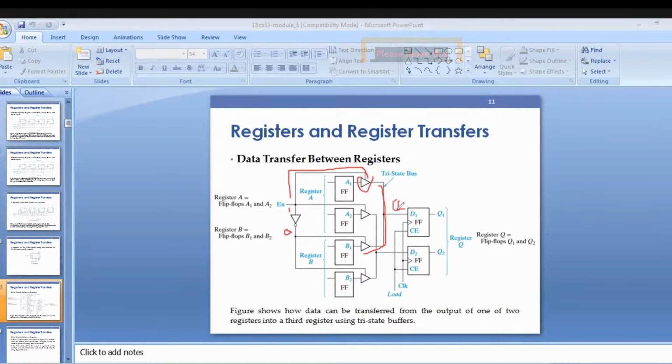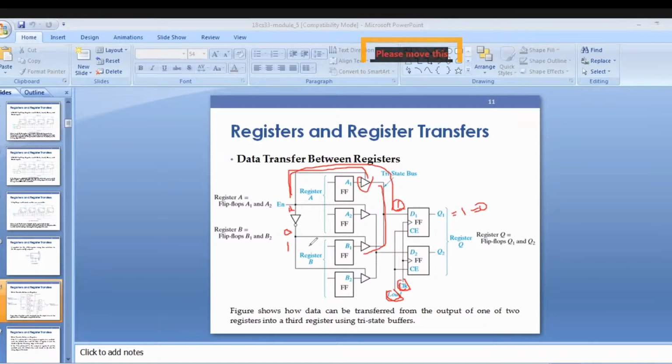When the data input is 1, clock is also enabled, load is also enabled. What is the output? Suppose, for example, you can take the output is 1. Again, if the input is 1, the complementary is 0. Next, you can take this value 0. This is also disabled. This is also disabled. You will get the result as 0.